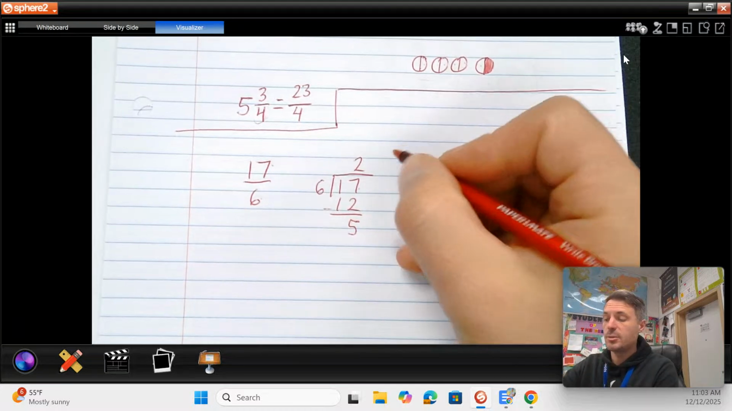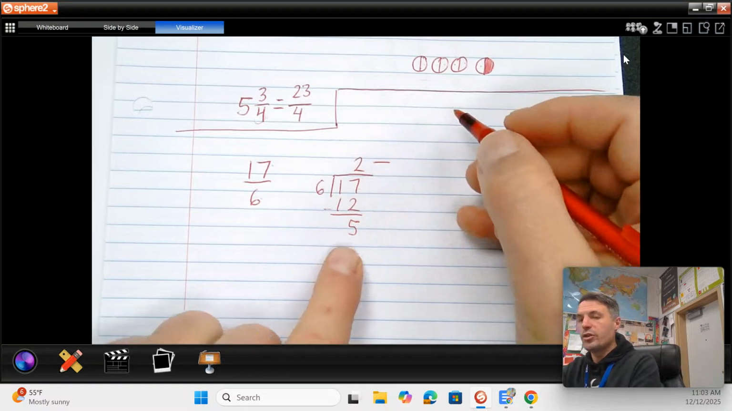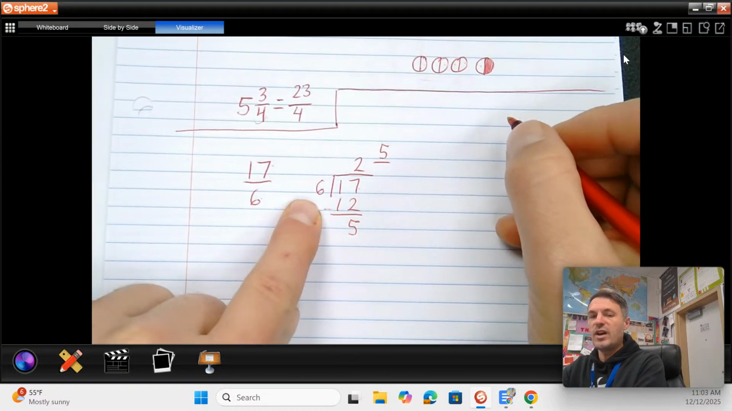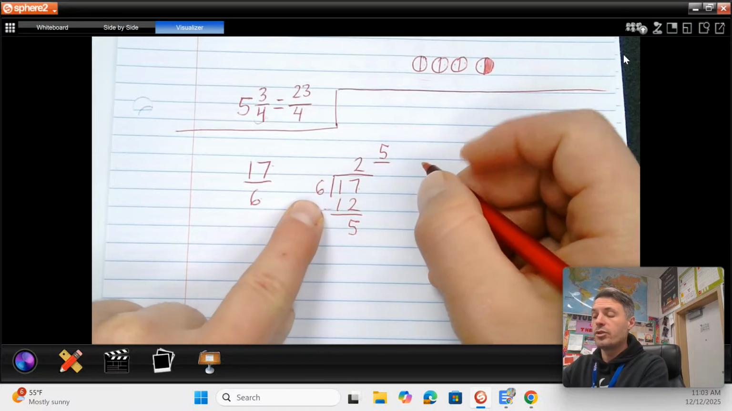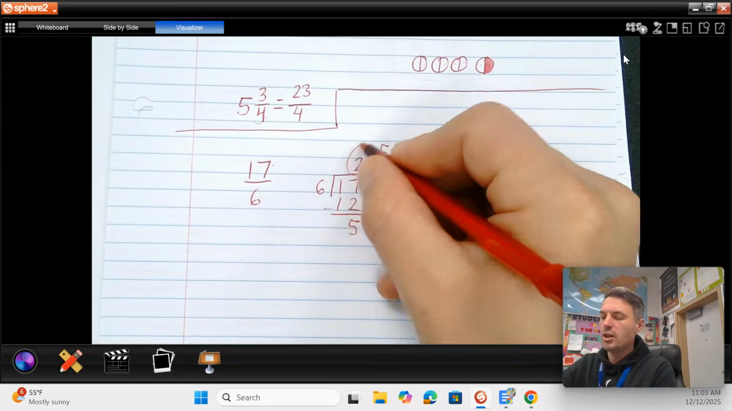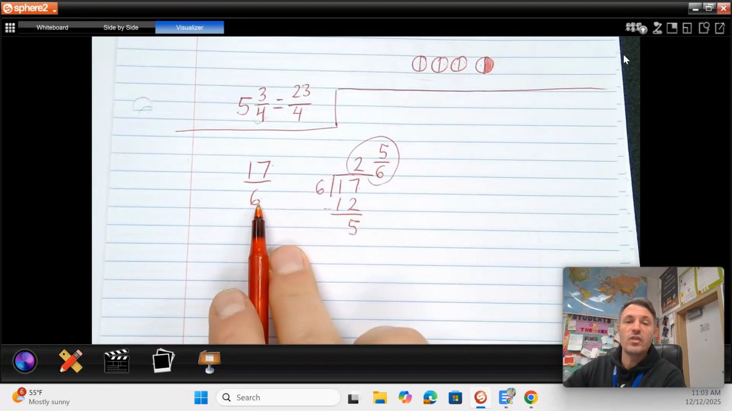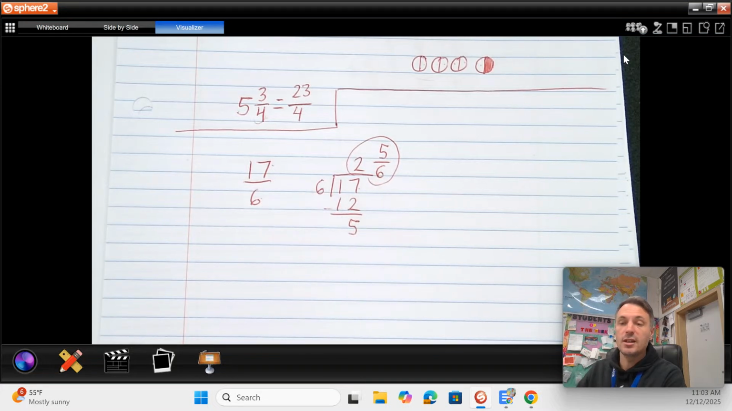Now pay attention to this part. This is important. You make a fraction right here. Whatever the remainder is, that becomes your numerator. And whatever the divisor is, remember that was your denominator over here. So whatever the divisor is, that's your denominator. So it's 2 and 5/6. So 2 and 5/6 means the same value as 17/6, but 17/6 is improper, and 2 and 5/6 is the right way to show it as a mixed number.